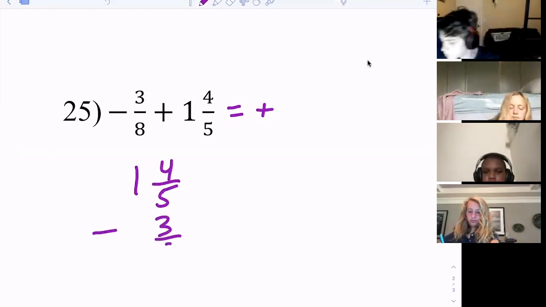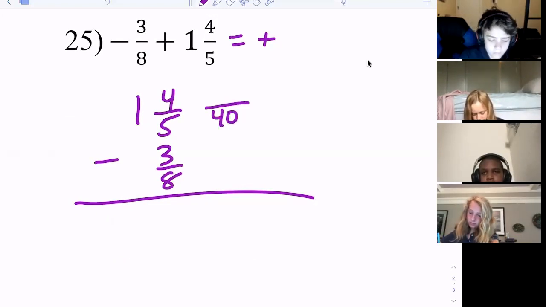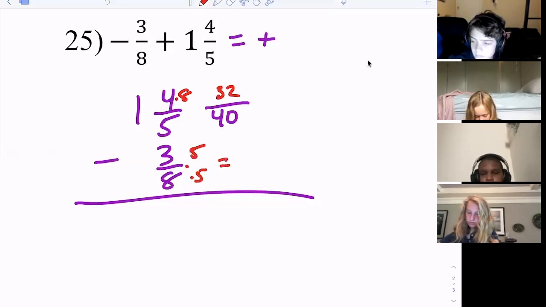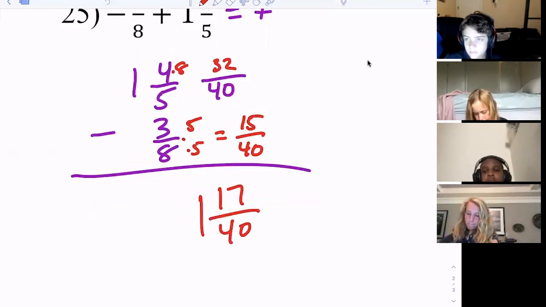1 4/5 minus 3/8. What's the common denominator? 40. Thank you very much. 40, multiplying by 8, so that's a 32. Multiplying by what? Good. Thank you. Multiplying by 5. That gives me 15/40. Everybody comfortable with that? And now when I subtract, 32 minus 15 is 17/40. So 1 17/40. Is that a question or a stretch? Stretch. Good. All right.